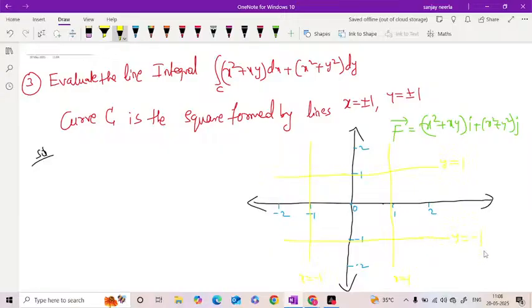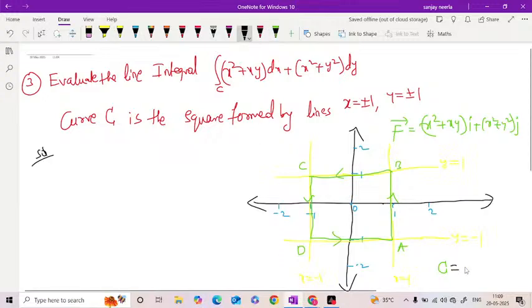Okay, now what is our curve? So this is our region, this is our curve. In this curve, observe, now here I am giving names. Assume this is point A, this is point B, and this is point C, and this is point D. Observe, this is the total curve C. I am dividing this curve C into 4 different curves. So C is equal to C1 plus C2 plus C3 plus C4.